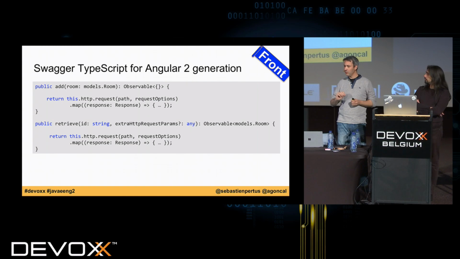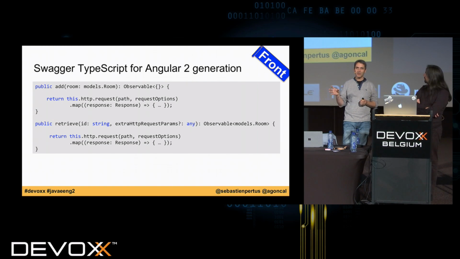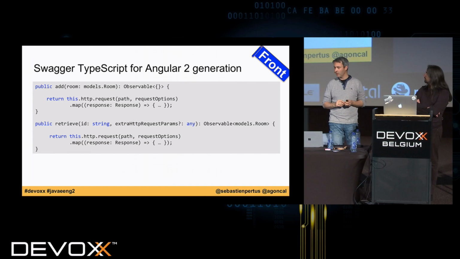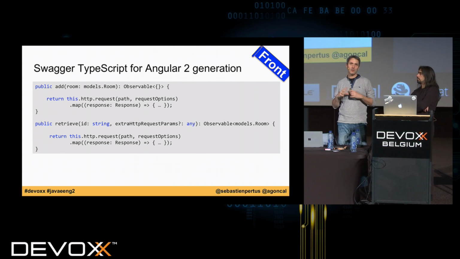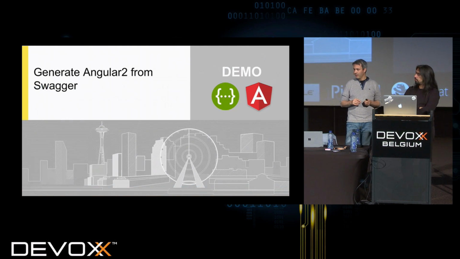And as you see, here is the minimum version of the service generated by the Swagger editor. I didn't write this code. It comes from the editors of Swagger. And as you can see, it just encapsulates the HTTP call in a method called add or retrieve. So do you want to show us that then?